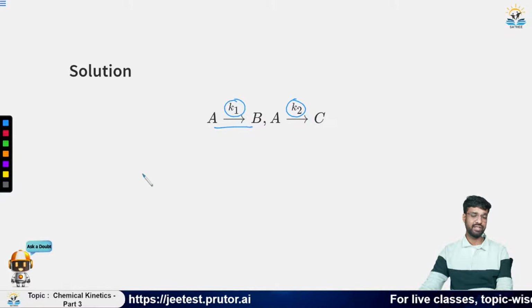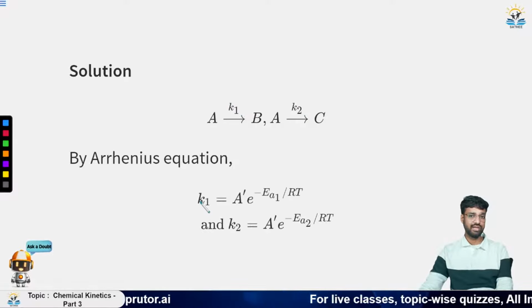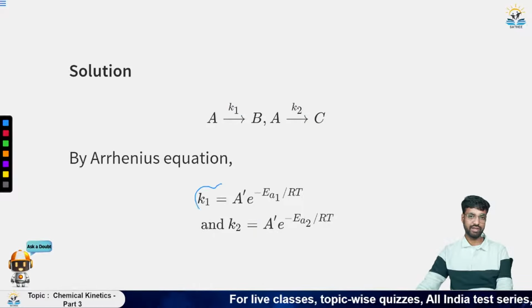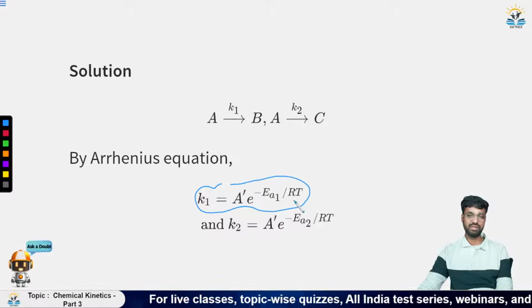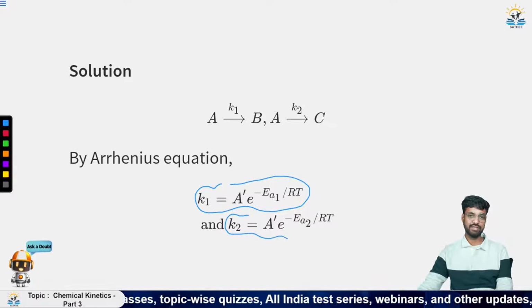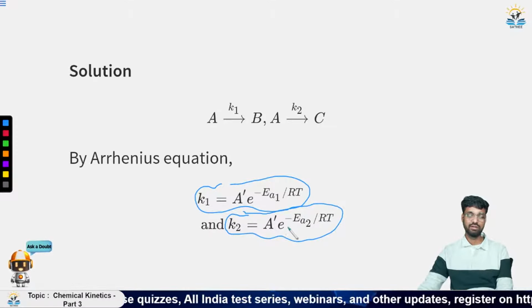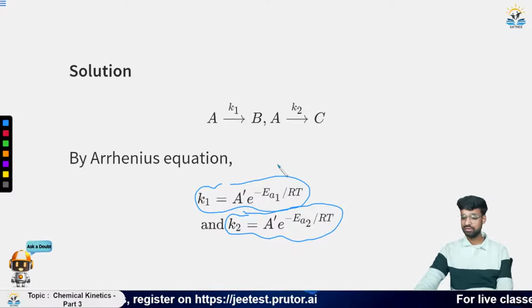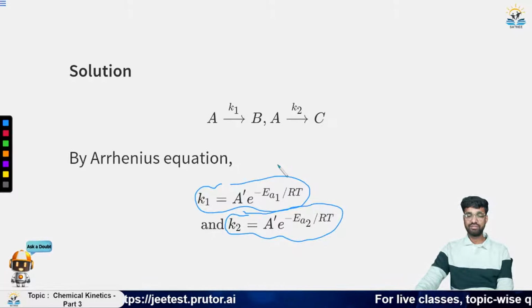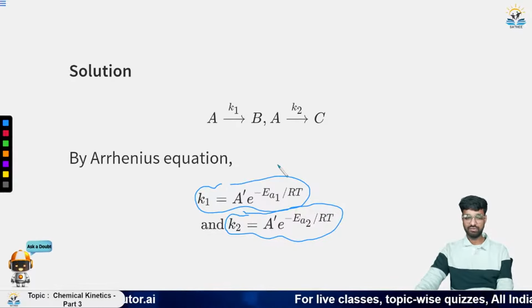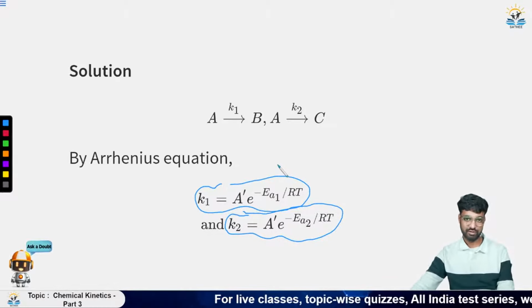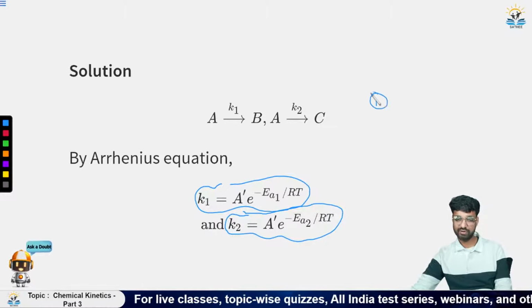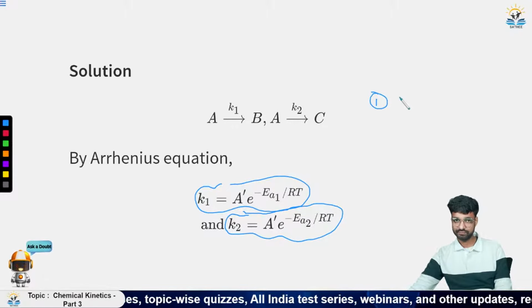Now if we write the Arrhenius equation for both of these, then it will be K1 equals A e to the power minus Ea1 by RT, and K2 equals A e to the power minus Ea2 by RT. Now the thing I want to mention here is that we have seen that temperature has no effect on the frequency factor. Also, the frequency factor for the forward and backward reaction is the same. So this should be kept in mind. Let me write it here so that you can get a clear idea.